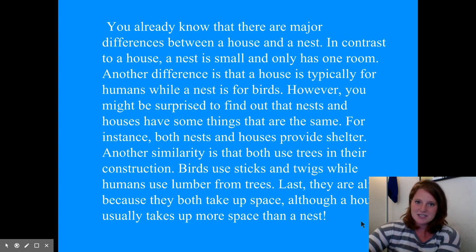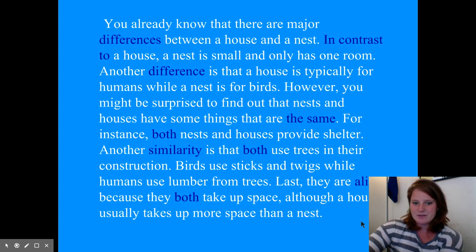My next question is, what specifically does the author want me to know? And that's when I start looking at the text structure. So there are some keys here about the specific structure of the text, and I'm going to highlight some of them for you. So here we see a lot of discussion of, here are some differences. We see in contrast. We see things that are the same. We use the word both. We have similarity, or that they're alike.